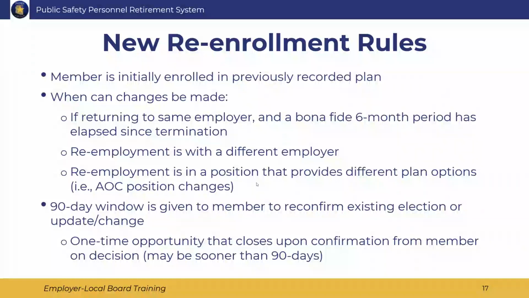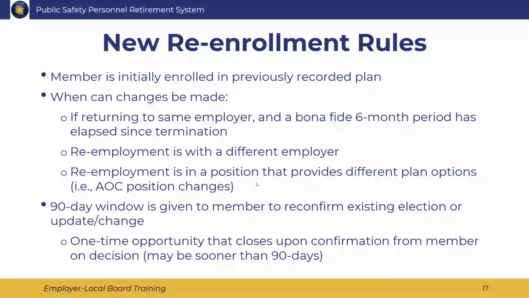When the member is initially enrolled in a previously recorded plan, when can the changes be made? If returning to the same employer, a bona fide 6-month period has to elapse since that termination. So if they left you in December and are coming back now, they should have a new election because we're beyond the 6-month period. So just remember that the 6-month is key if they're returning back to you as the same employer.